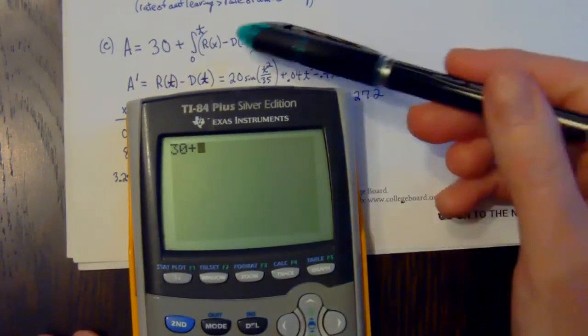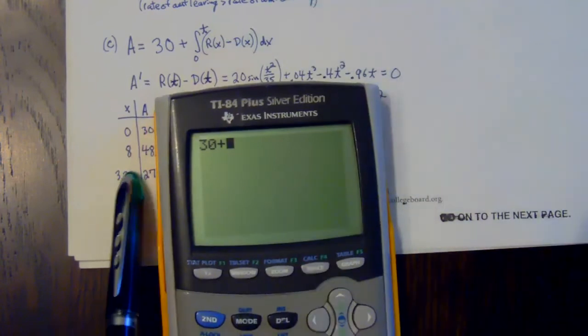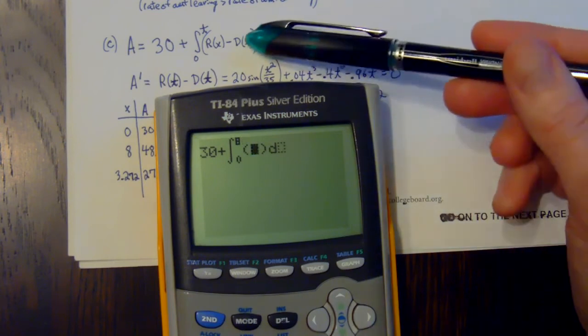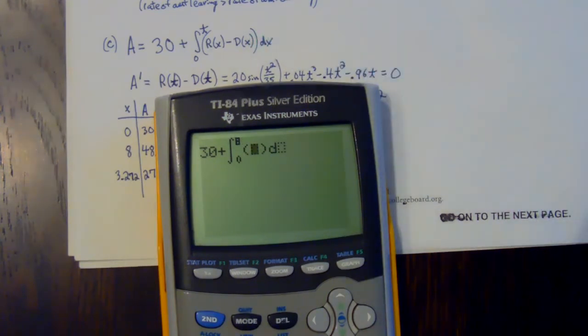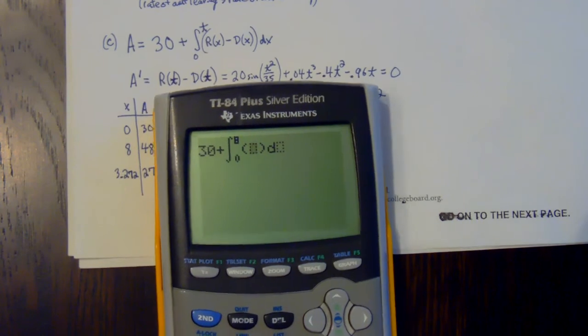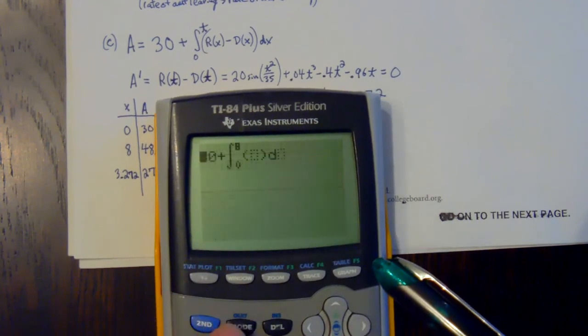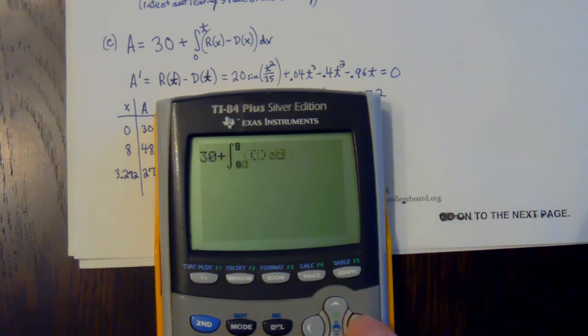So when I integrate between 0 and t, this time I'm gonna plug in the 8. So I'm gonna hit my math 9, and I'm gonna integrate it from 0 to 8. And then before I type all that in there, I already have that typed in. Make sure it is the same one, it's the right one, but my r minus d is that y1 right there, okay? And then when I access that, remember, that's gonna be alpha trace. So if I hit alpha trace, there's my y1, that is my r minus d function right there.